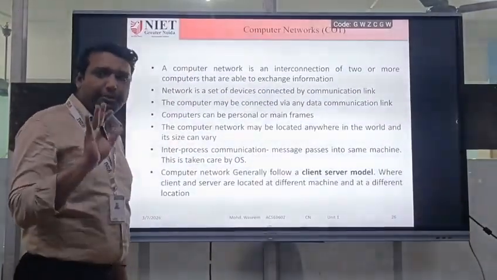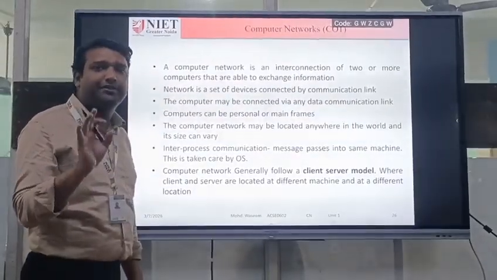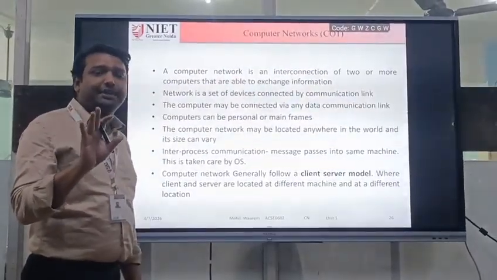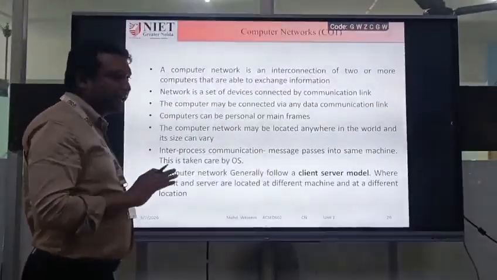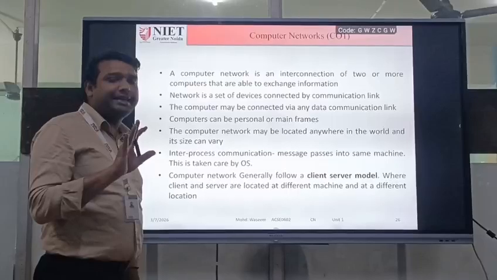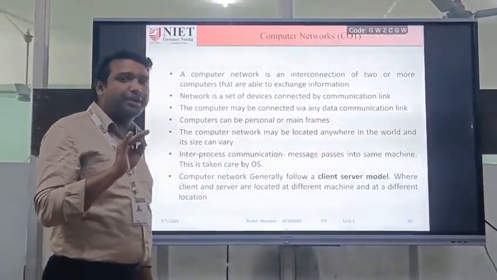For example, we have two computers and they are connected in such a way that we are able to exchange information between them. Then we can decide that we have established a computer network. Next, a network is a set of devices connected by communication links. For connecting any devices, any computer will need links or connections. That is called a bus or cable. That is called a communication link.